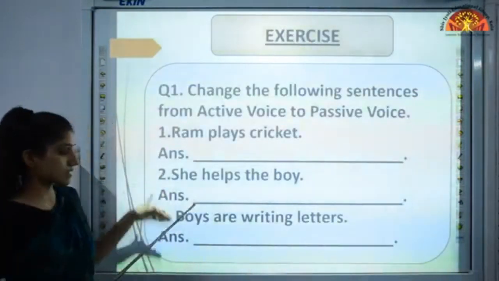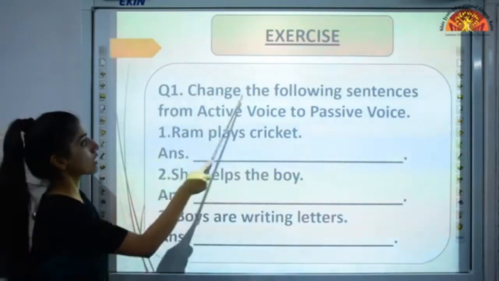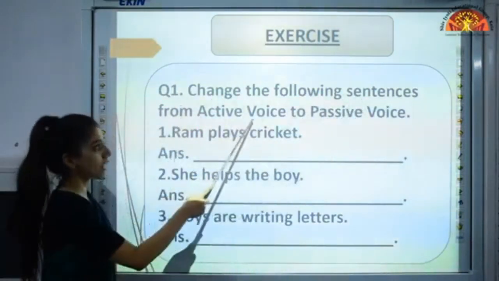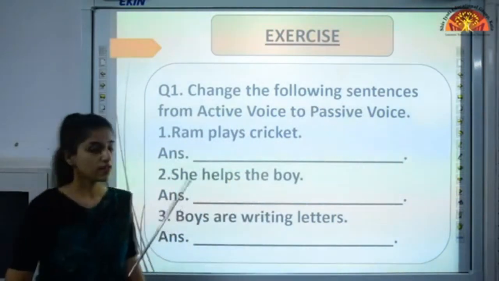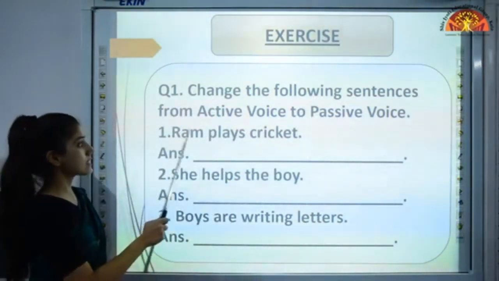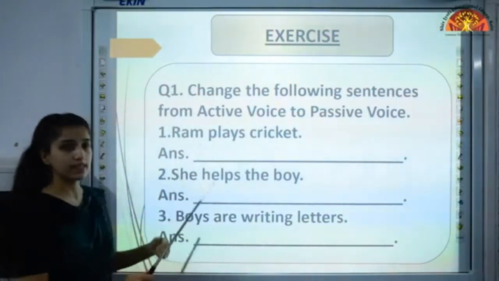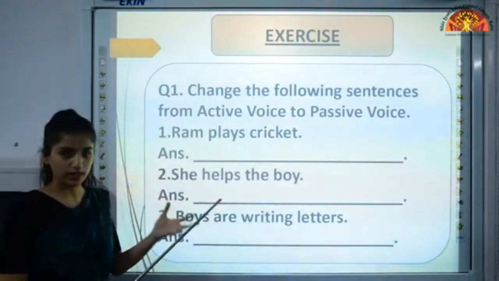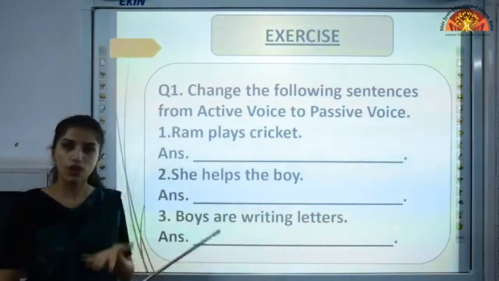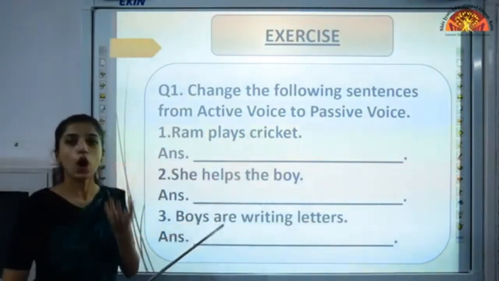So now let's solve this exercise. Question 1, change the following sentences from active voice to passive voice. So the first sentence is Ram plays cricket. Here Ram is what? The subject. Plays is the verb and cricket is the object.